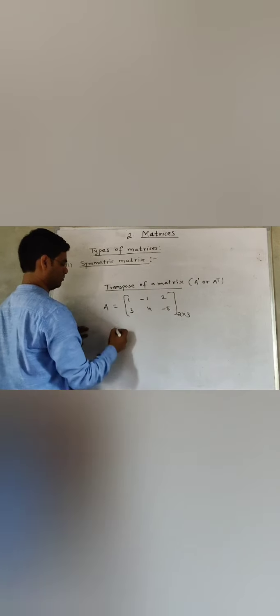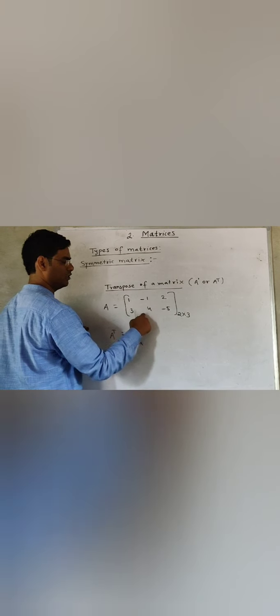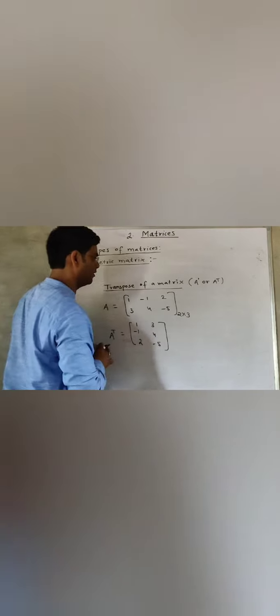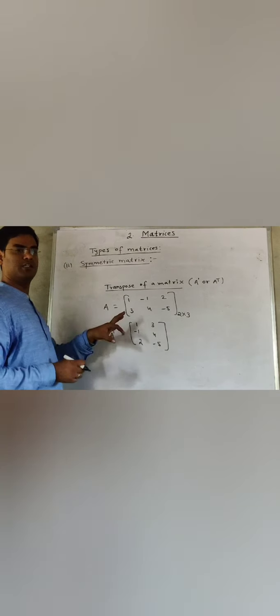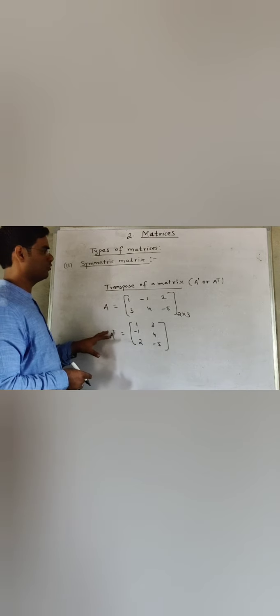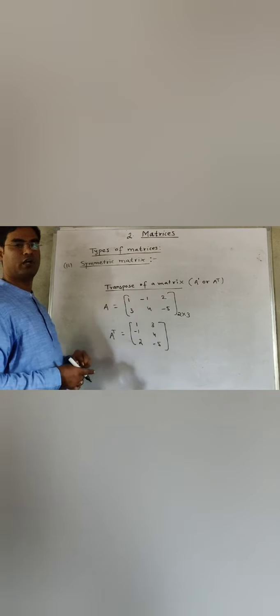If we interchange all rows and columns, A transpose is given by: the first row 1, minus 1, 2 becomes the first column, and the second row 3, 4, minus 5 becomes the second column. This matrix obtained is known as the transpose of a matrix. Now how to find the transpose of a matrix? By interchanging rows and columns of a matrix, the matrix obtained is known as the transpose of a matrix. It is denoted by A T, A transpose or A dash.